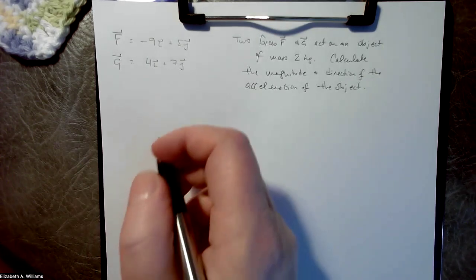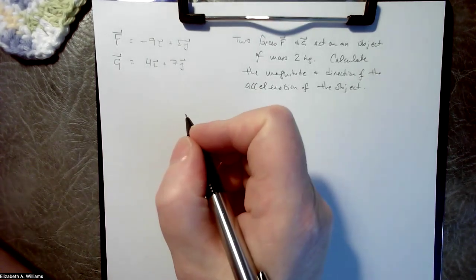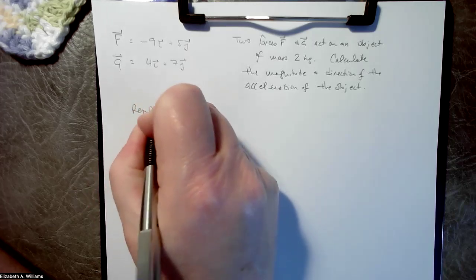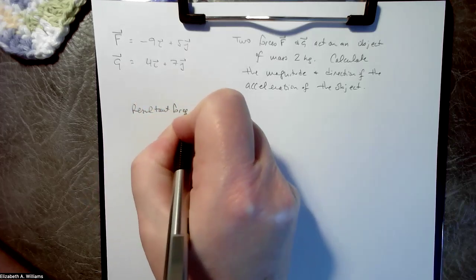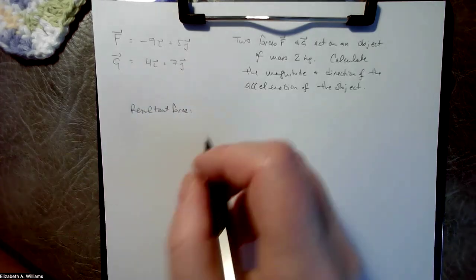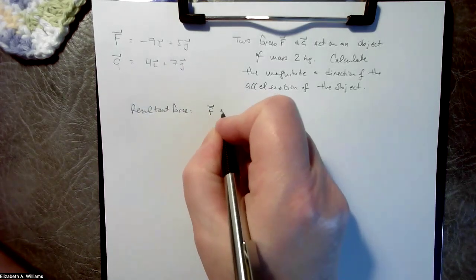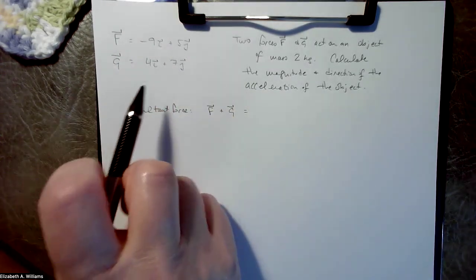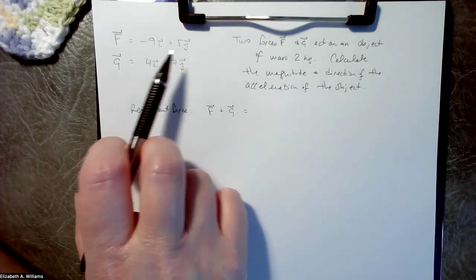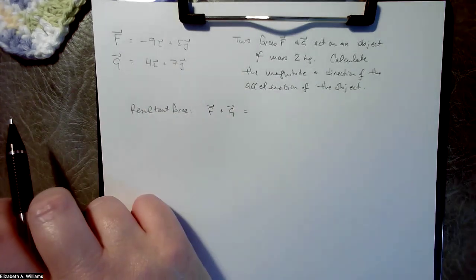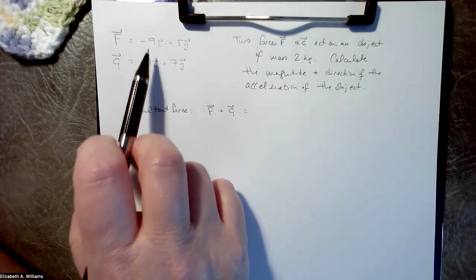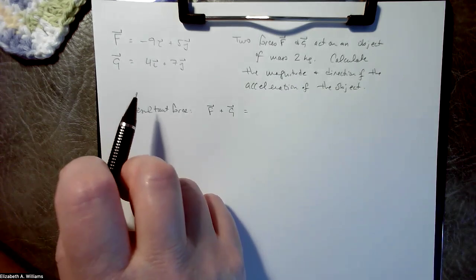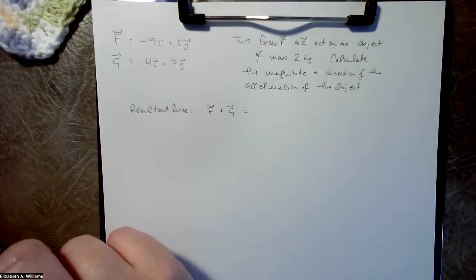Okay, so the idea here is that we need the resultant force. So the resultant force is the sum of all the forces acting on the object. So in this case, it's F plus G. And when you have vectors in I and J notation, Cartesian notation, you add the I components and you add the J components. And it's because forces in perpendicular directions don't interfere with each other.